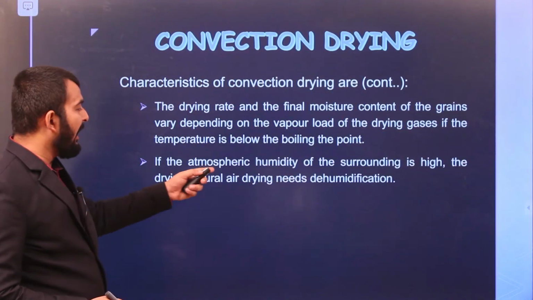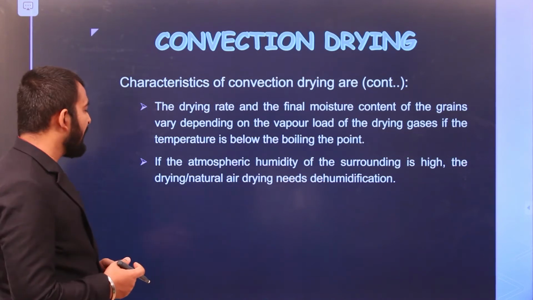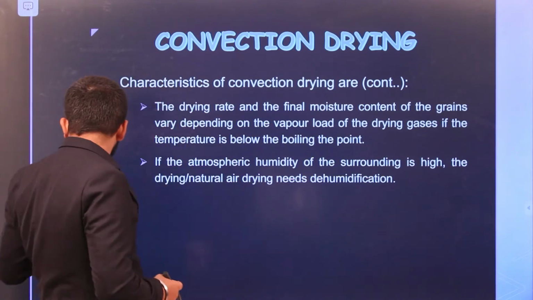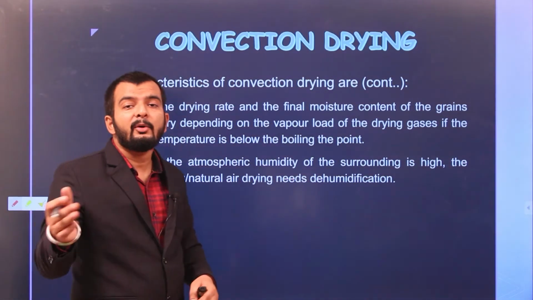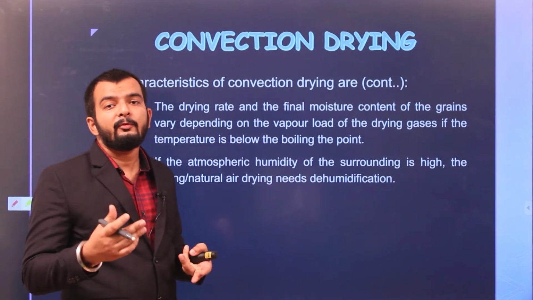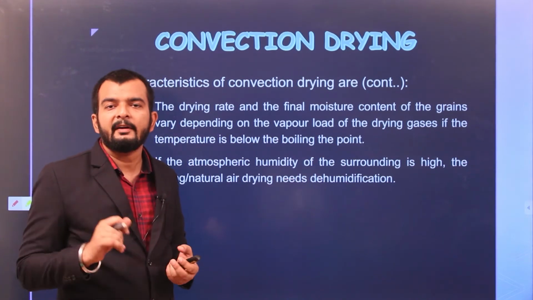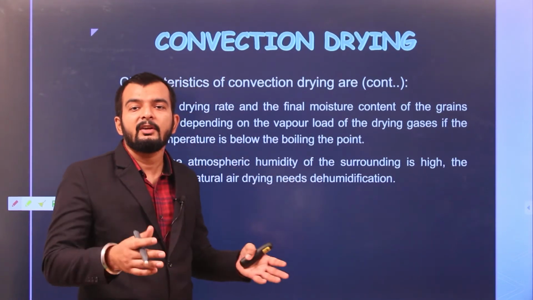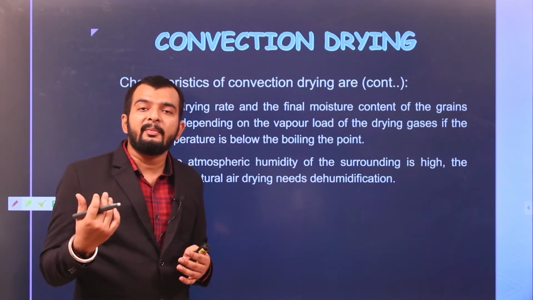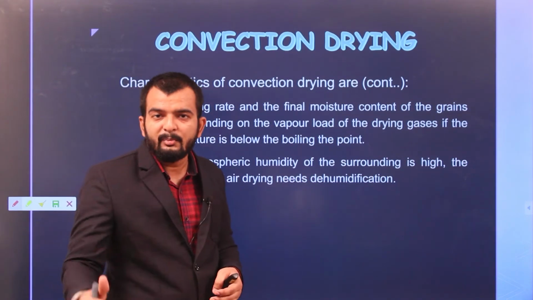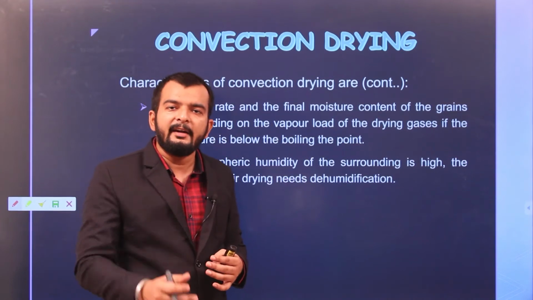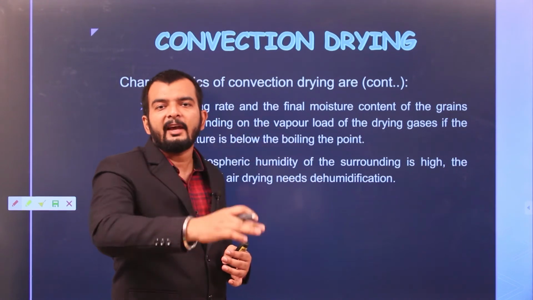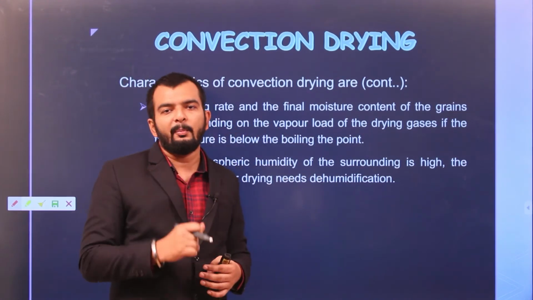Coming on to the next point, if the atmospheric humidity of the surrounding is high, natural air drying needs dehumidification. In case we are using natural air from the surrounding for drying, in an unheated drying system or unheated dryer, we dry the grain while it is kept in the storage container or storage silos. We supply the atmospheric air from the bottom of the storage can or the silo, and it is thrown out of the silo through an exhaust fan on the top, right?